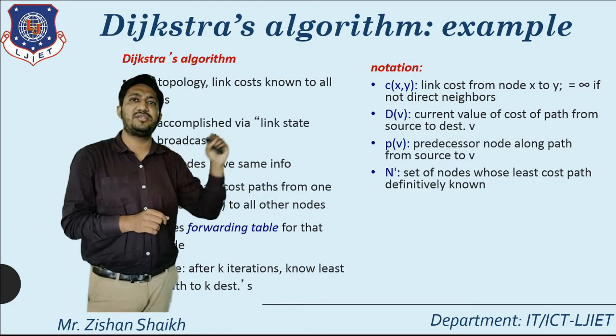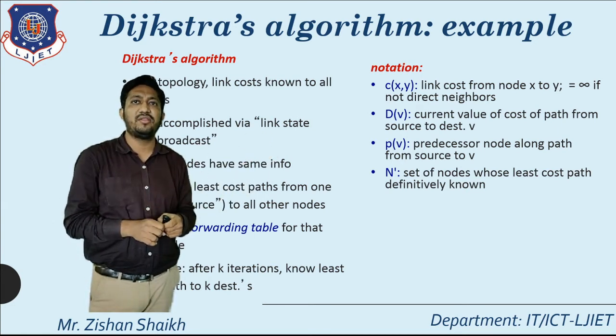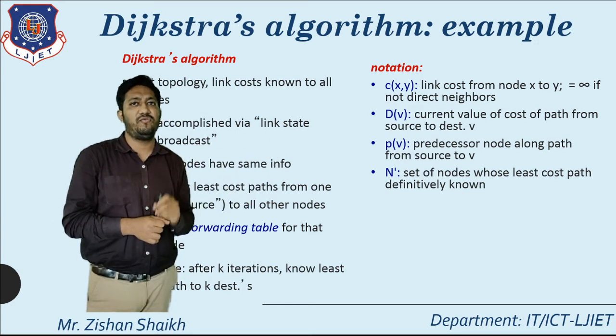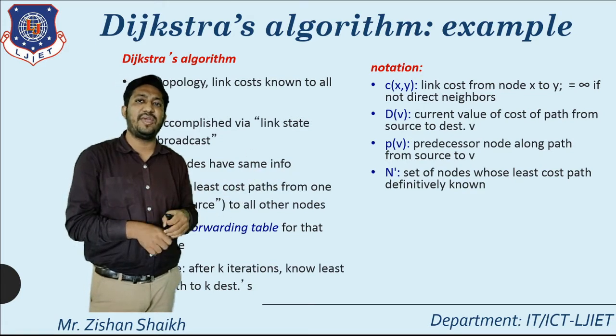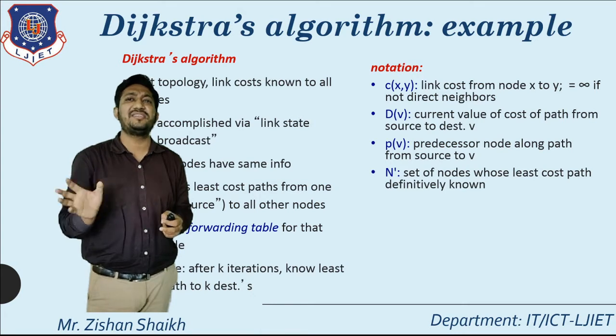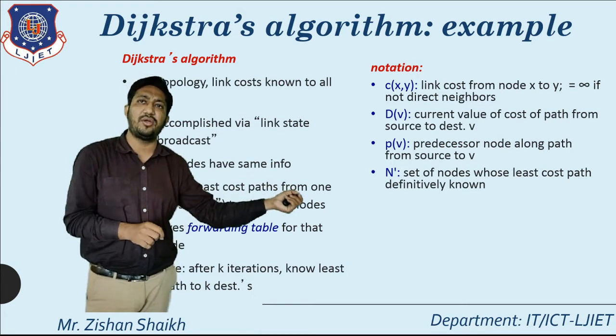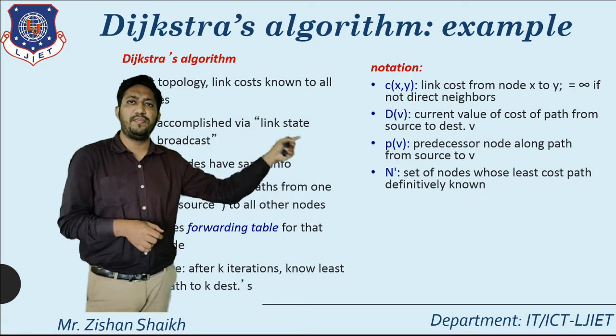Now the next notation is D of V. D of V is the current value of the cost of the path from source to destination V. Next is P of V. When we talk about P of V, it takes care of the predecessor node, from which our source can reach the particular destination. That is all about P of V.